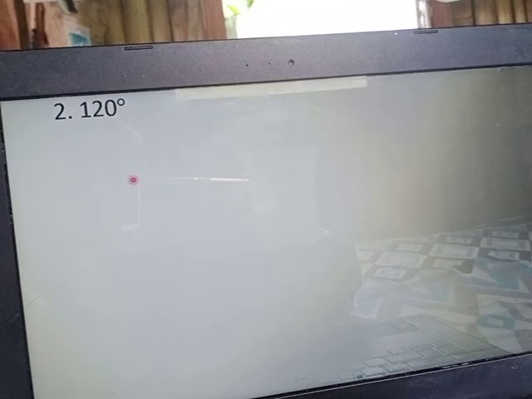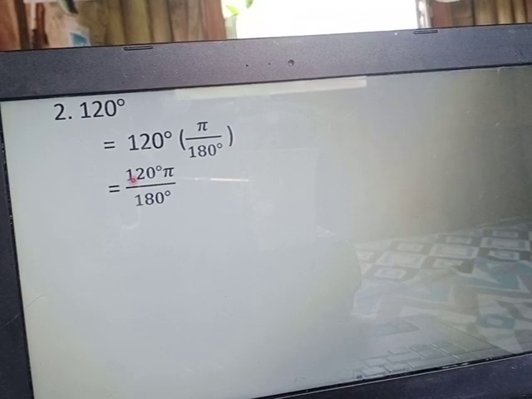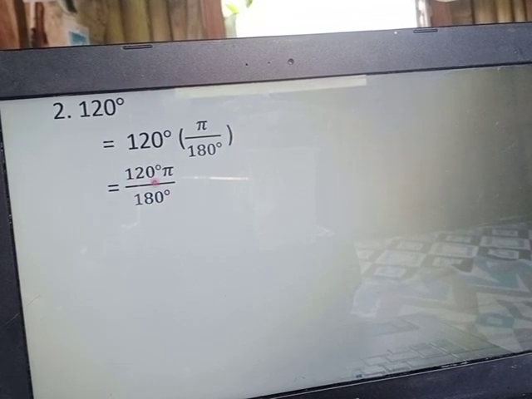Okay, let's continue. So we have example number 2. 120 degrees. We have our formula: 120 degrees multiplied by pi over 180. So multiply 120 degrees by pi, and then divide by 180 degrees. Now simplify 120 and 180.